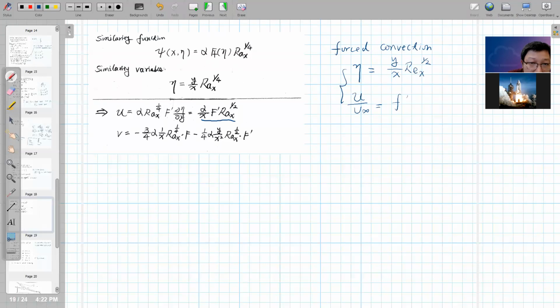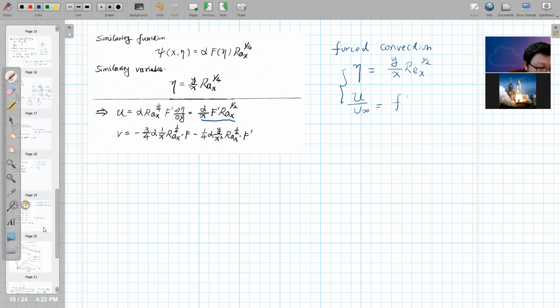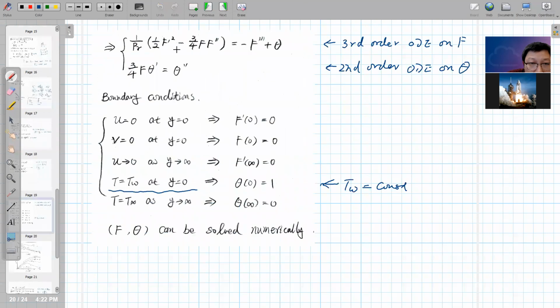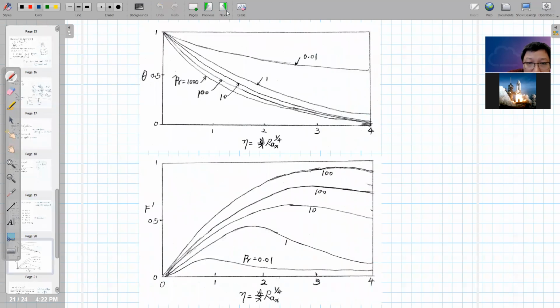After we define these two similarity functions and similarity variables, we substitute them into the governing equations. We can change those governing equations to a group of ODEs, actually. We have two ODEs here, and we can solve them numerically. And these are some results we can have.